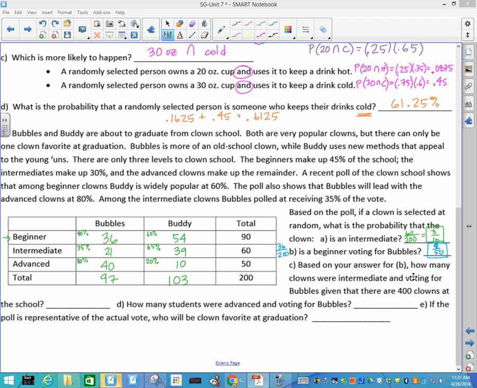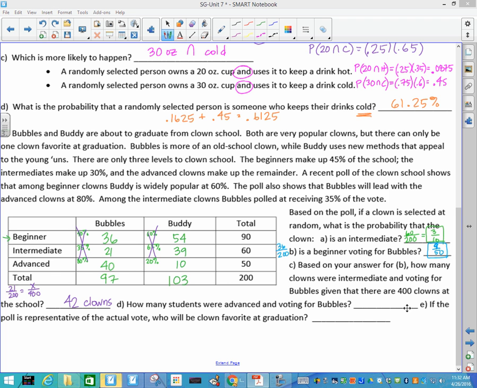So, how many clowns were intermediate and voting for Bubbles? Okay, so we have, and you don't want to look at these percentages anymore. That's how we just filled out the first part. Intermediate and voting for Bubbles is 21. So you got 21 out of 200, and you can find that percent and then multiply it by 400, or you can just set up a proportion and say if 21 out of 200, then how many out of 400? And most people see that's just times 2, so that's going to be 42 clowns.